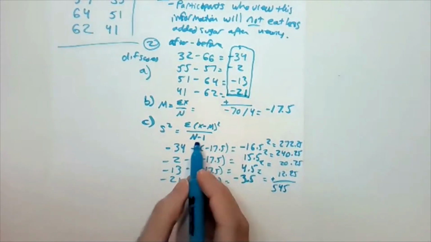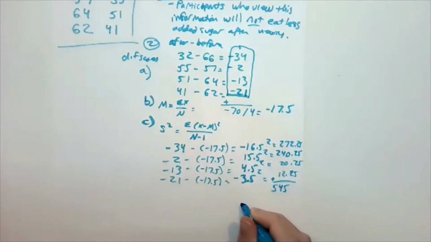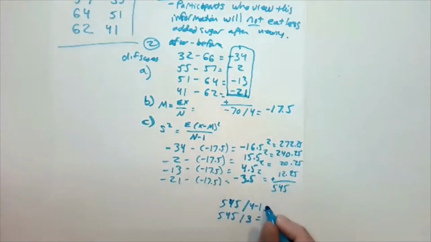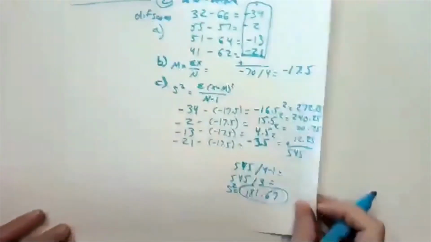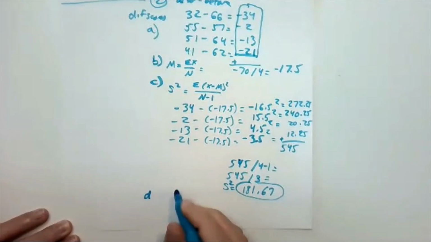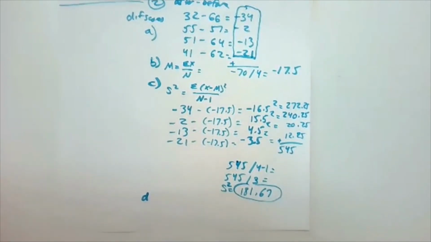Then we're going to take that and divide by n minus 1. So we have 545 divided by our n, which is 4, minus 1. 545 divided then by 3. And that's going to give me 181.67. So this is going to be my s squared, that estimated population variance.